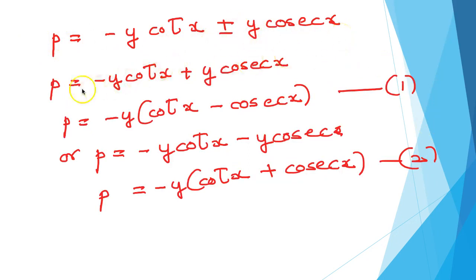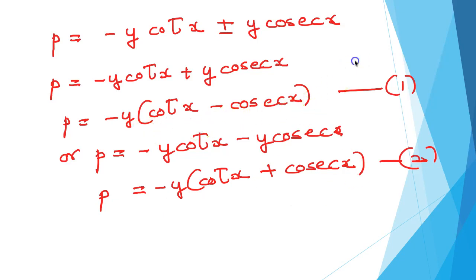So what are the two equations? The first one is p equal to minus y cot x plus y cosec x, that is, taking out the minus y, you get minus y into (cot x minus cosec x). Or the second one, you take the minus sign. So I get minus y cot x minus y cosec x. Taking out the minus y, I get minus y into (cot x plus cosec x).